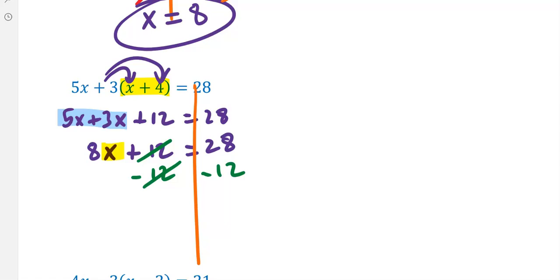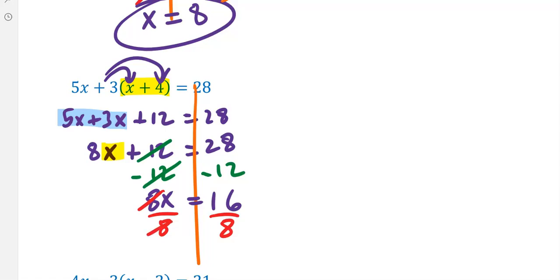Those two cancel each other out, leaving me with just 8x on this side, and 28 minus 12 is 16. And now I undo the multiplication of 8 times x. I divide by 8.